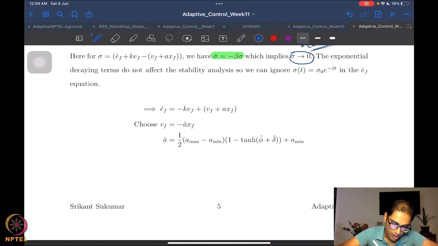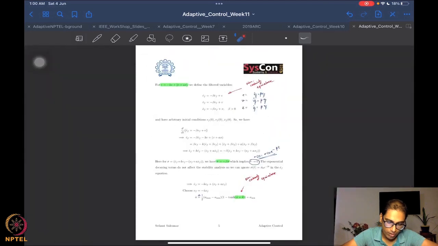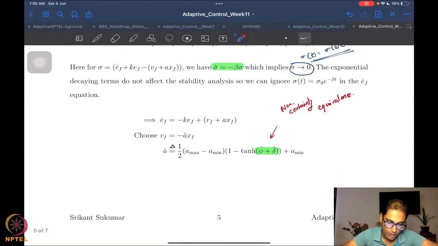Which means it's just a symbol to define this guy. Now this is where your non-certainty equivalence becomes very apparent. So I'm going to mark this as non-certainty equivalence. Okay, so you see that the expression is very identical to what we had for the original system, or for the actual A.